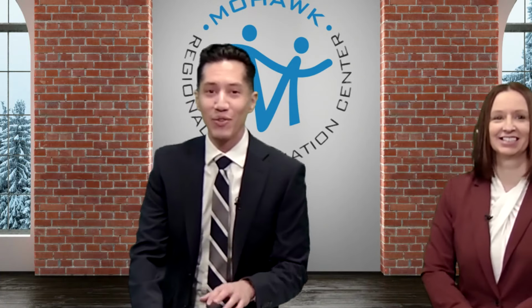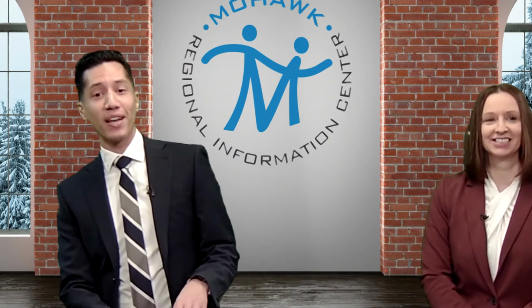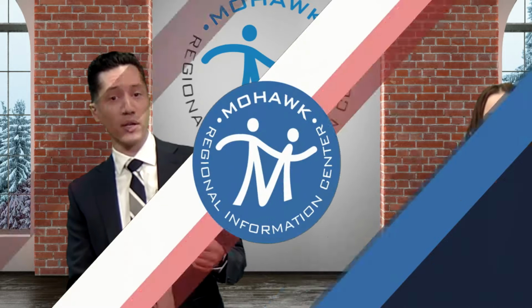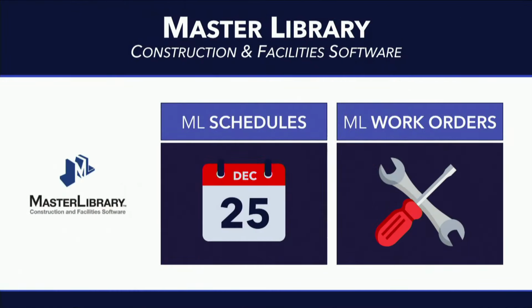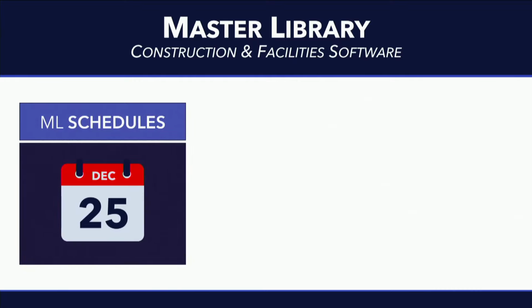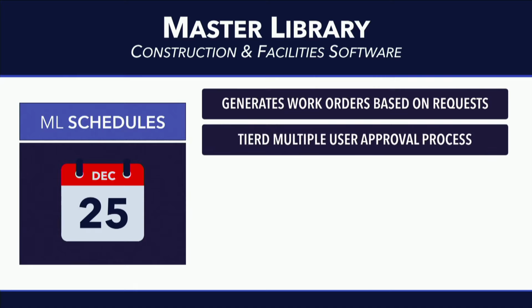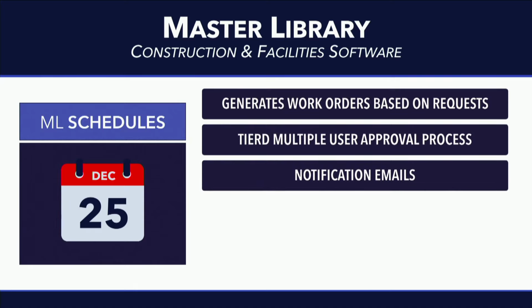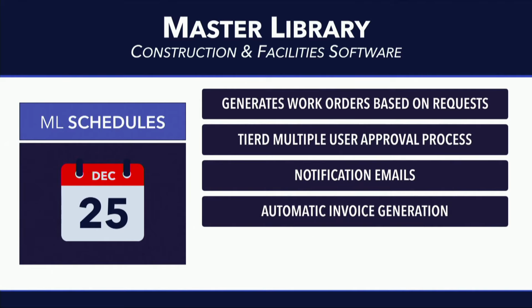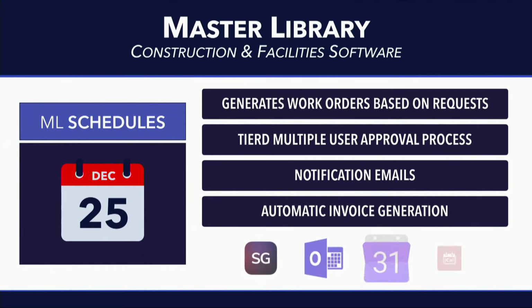The MORIC is working with a new vendor partner in the facilities management space called Master Library. There are two different modules within Master Library. There's ML Schedules and ML Work Orders. So ML Schedules is a facility use request and scheduling tool that has the ability to automatically create work orders based on incoming requests. It has a tiered approval process that allows different users to approve incoming facility requests. And the system can automatically generate email notifications, and it even has the ability to generate invoices for those occasions when a district may need to charge some type of facility use fee.